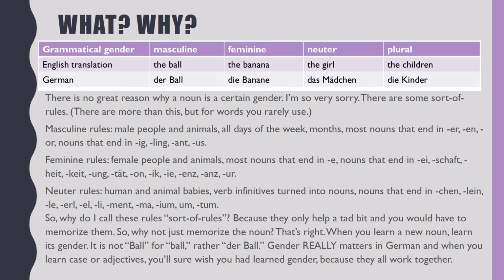So why do I call these rules sort of rules? Because they only help a tad bit, and you would have to memorize them. So why not just memorize the noun? That's right. When you learn a new noun, learn its gender. It is not Ball for ball, rather der Ball. Gender really matters in German, and when you learn case or adjectives, you'll sure wish you had learned gender because they all work together.